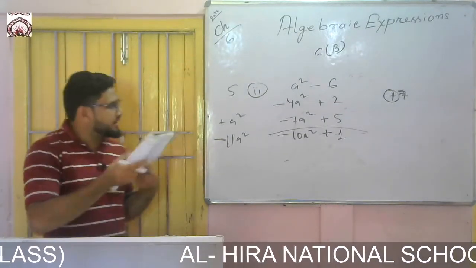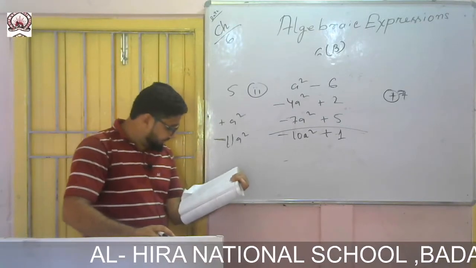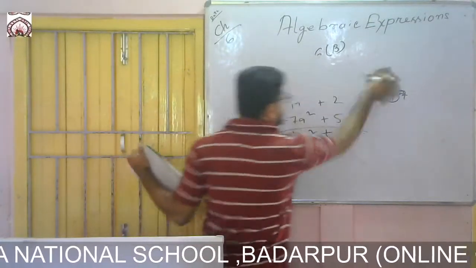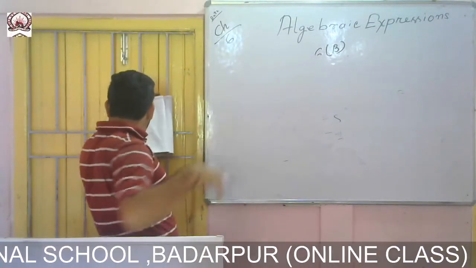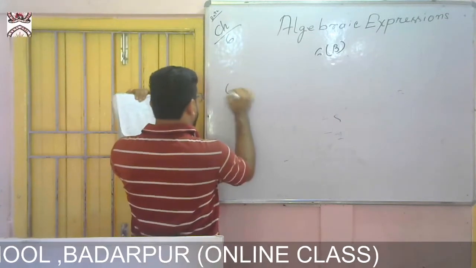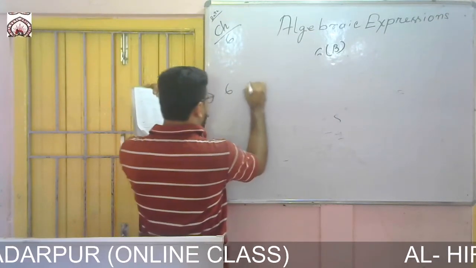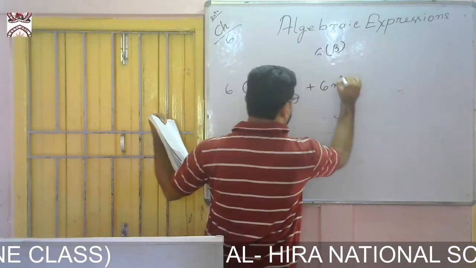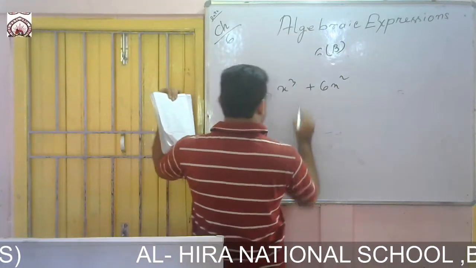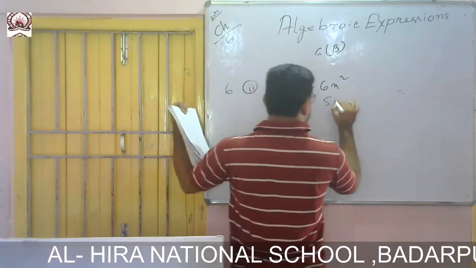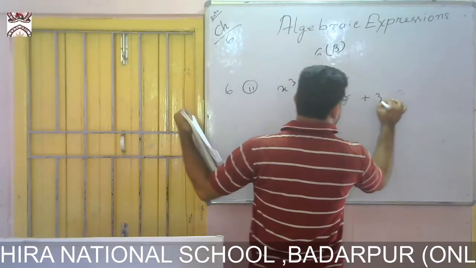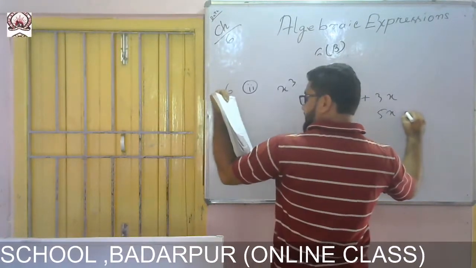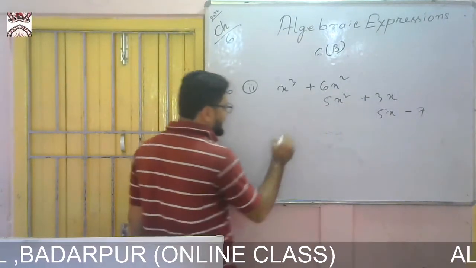Now come to question number 6. You see question number 6, these all are the same. So I am solving 6a, which is like question number 5. Here you see x cube plus 6x square, then 5x square plus 3x, then 5x minus 7. So how to add? You see.